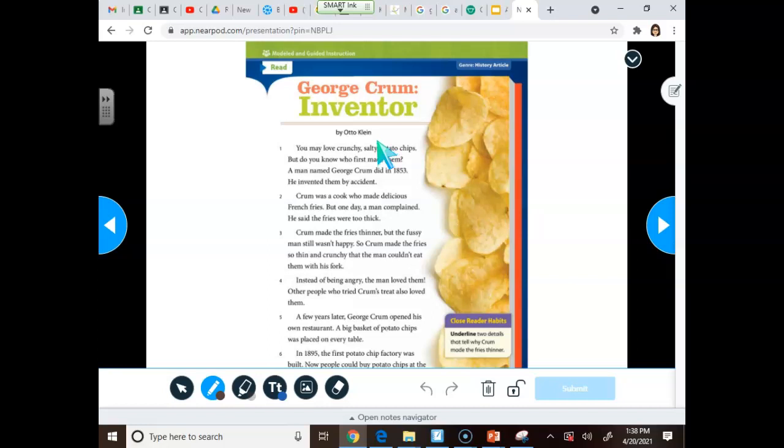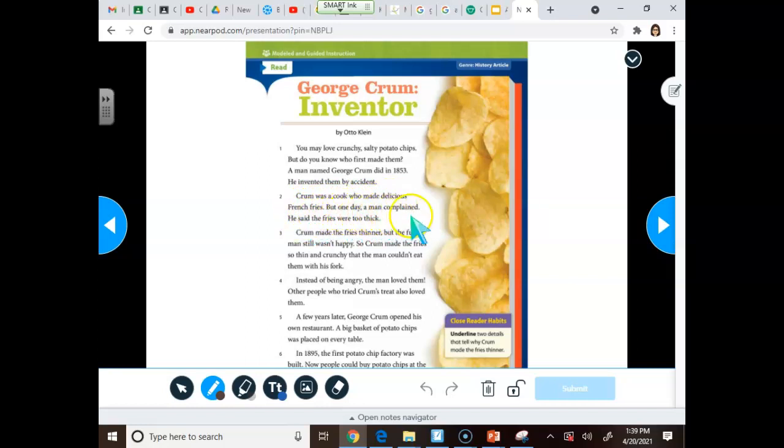All right, so first we're going to read to understand what the author says. Then we'll reread it to figure out the author's main purpose. All right, so let's read. You may love crunchy, salty potato chips, but do you know who first made them? A man named George Crumb did in 1853. He invented them by accident. Crumb was a cook who made delicious French fries.